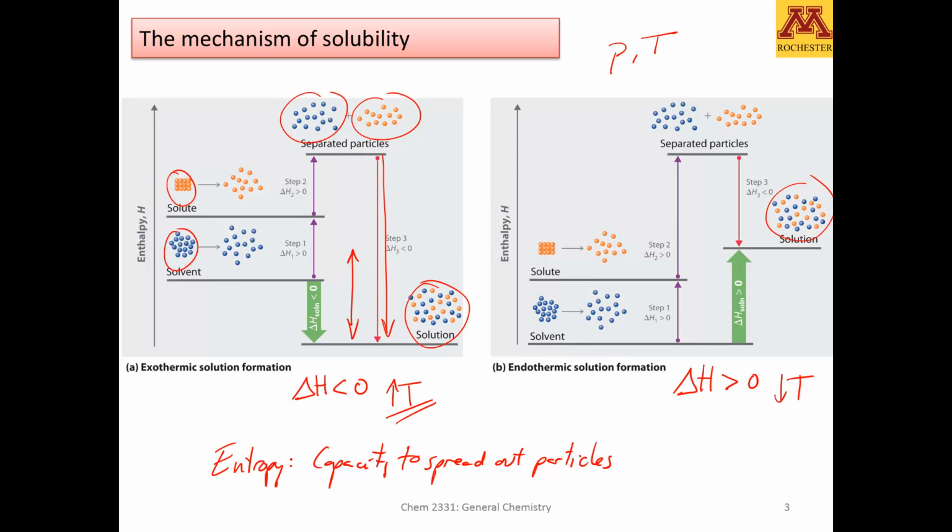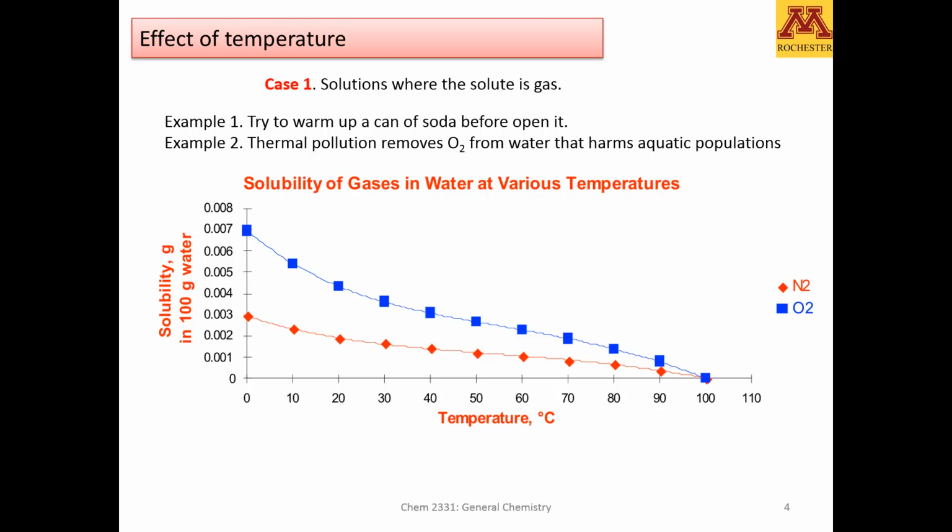And so the processes in which the particles spread out, those will be favorable. In other words, when the entropy increases, it means that the particles kind of spread out, and that's somewhat favorable. So we'll have to take that into account to explain why pressure and temperature have a specific effect on solubility, depending on if the solute is gas or liquid. So let me give you an example of what I just said.